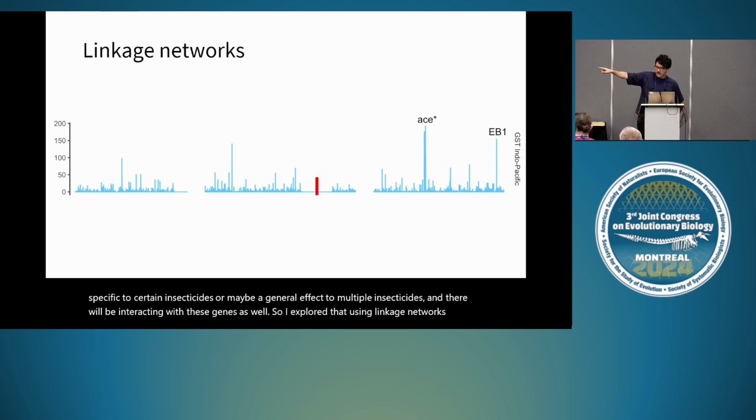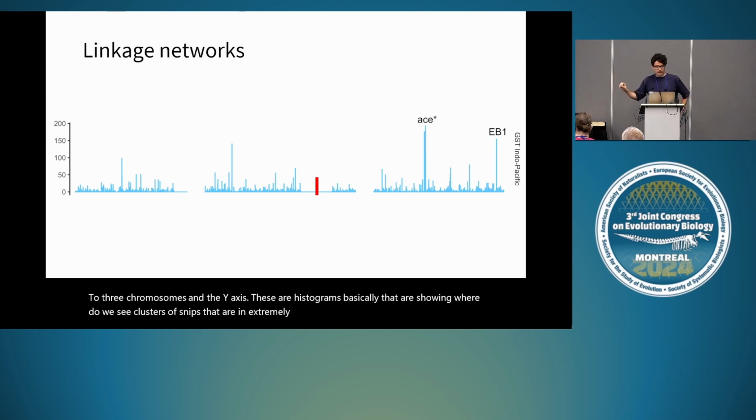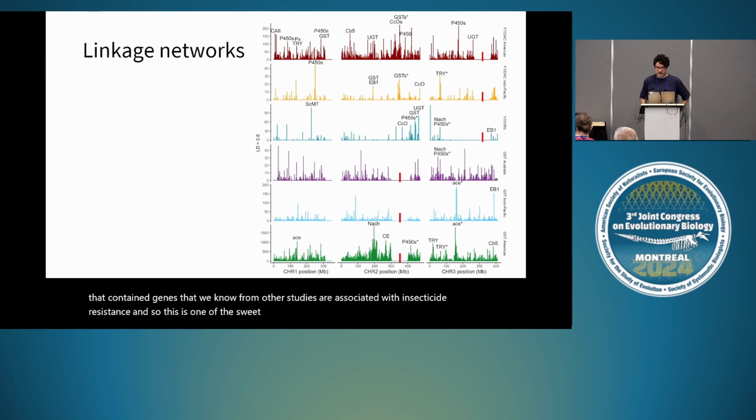Again, we have chromosomes 1, 2, 3, and on the y-axis, these histograms show where we see clusters of SNPs that are in extremely strong linkage with the sweep region, which is the red bar there. I've annotated peaks that contain genes that we know from other studies are associated with insecticide resistance. This is one of the sweep backgrounds. If I show all 6 of them, you can see that the peaks are often in different places, and often for different genes.